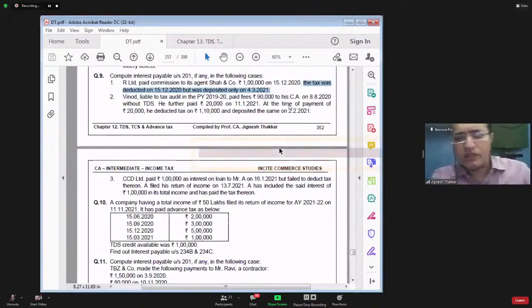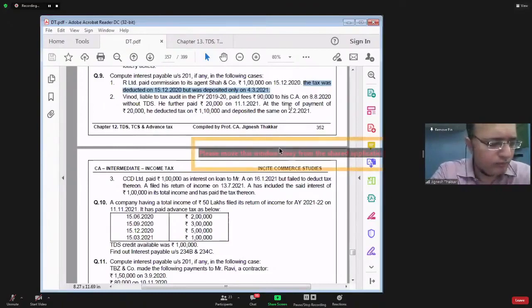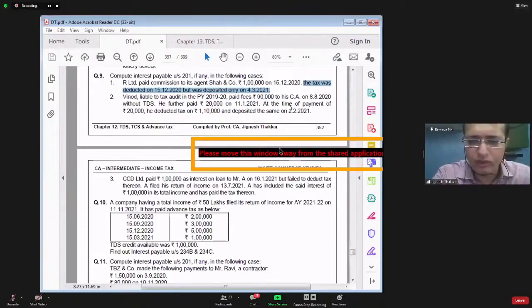Now tell me, there is a late deduction or there is a late payment or there is both? Yes? Only late payment. There is no late deduction. There is only late payment.